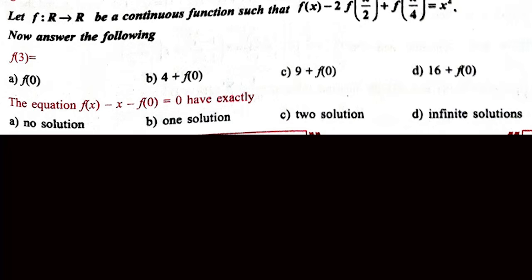Now here the question is, let f from R to R be a continuous function such that f(x) minus 2f(x by 2) plus f(x by 4) equals x square. We need to find f(x). Now we can write this as f(x) minus f(x by 2) and then minus f(x by 2) minus f(x by 4), and this is equal to x square.